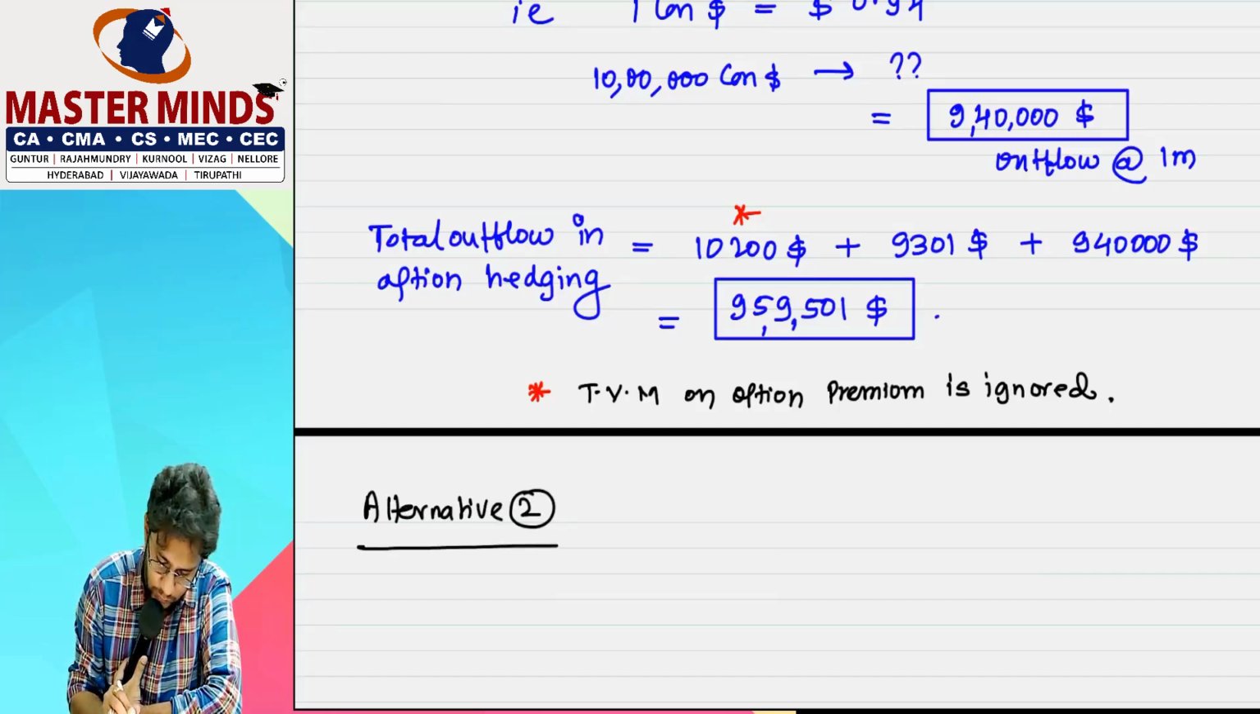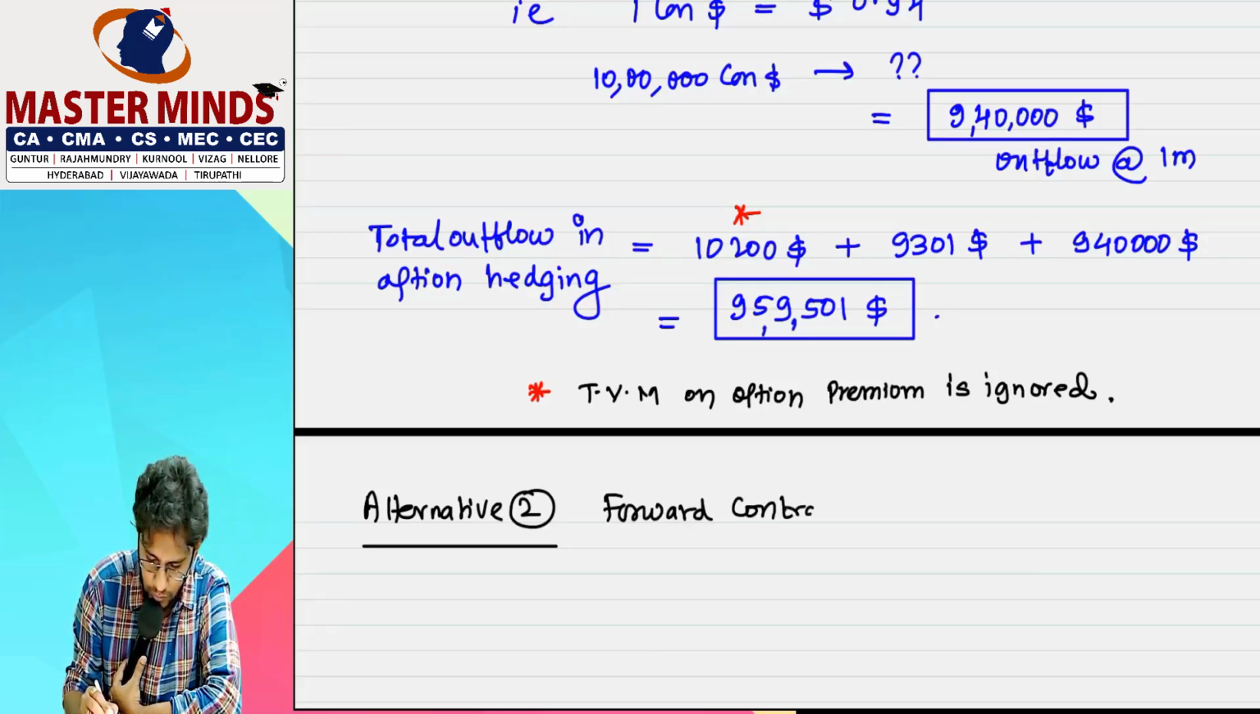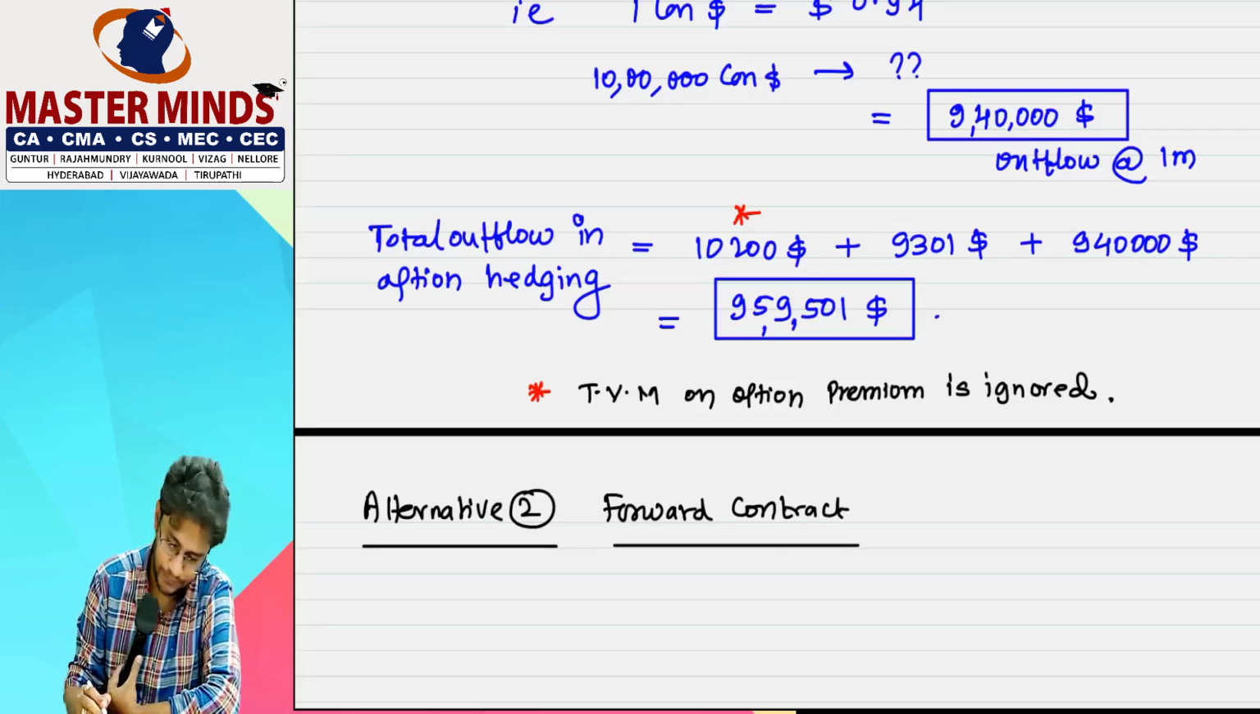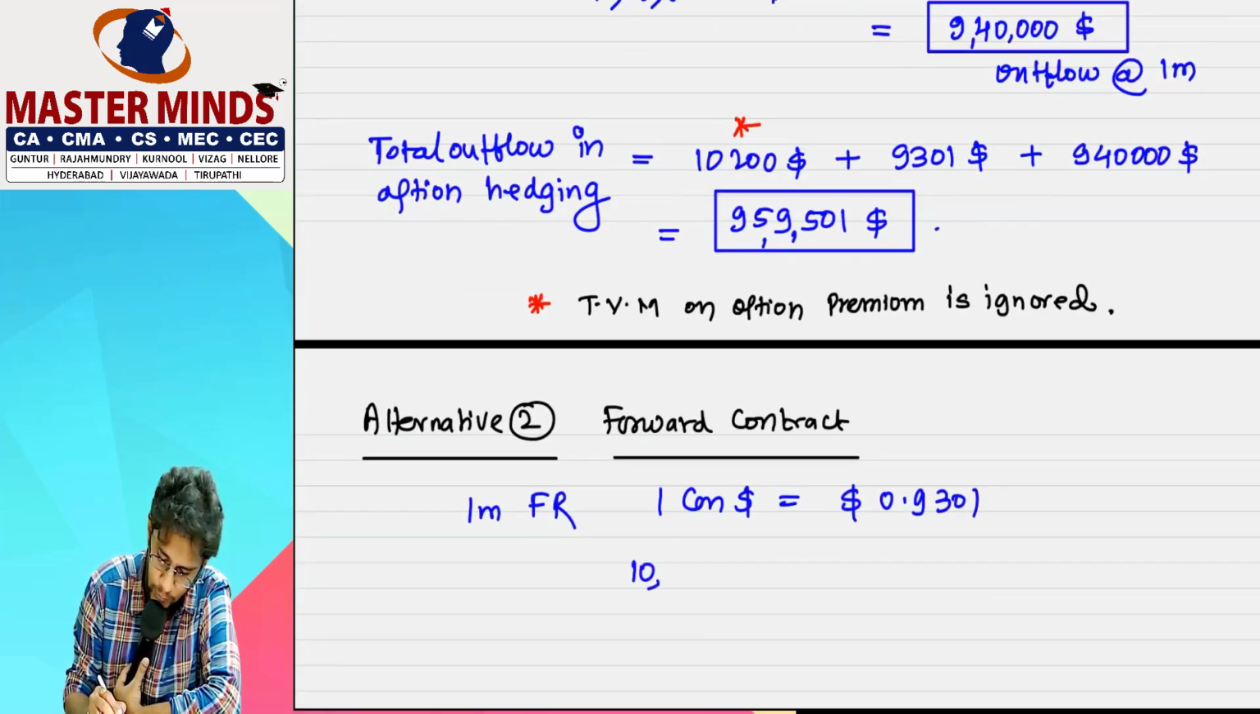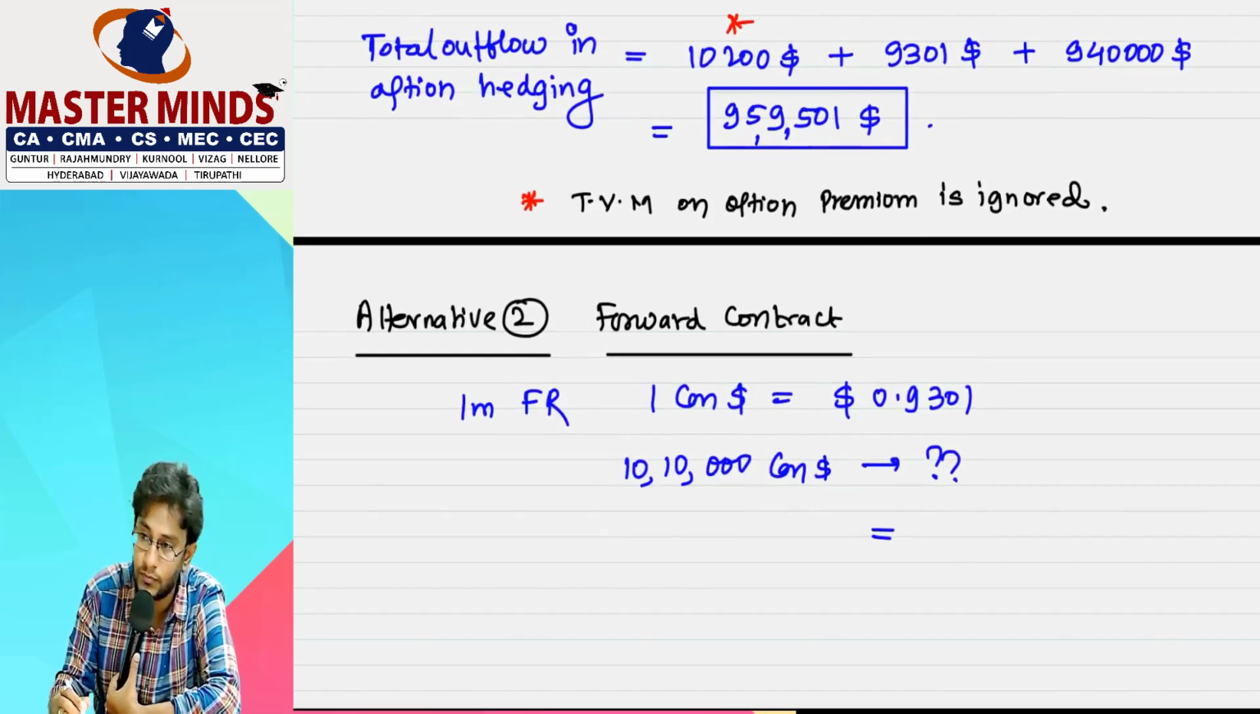Now under this only, alternative 2. What is alternative 2? Forward hedging. Poor fellow, never will trouble you. 1 month forward rate, 1 CAN dollar is equal to $0.9301. You have to buy 10,10,000 CAN dollars. Sort out this.